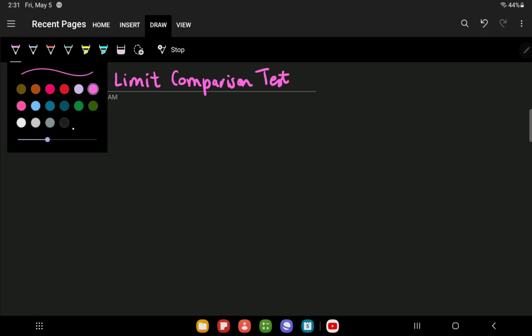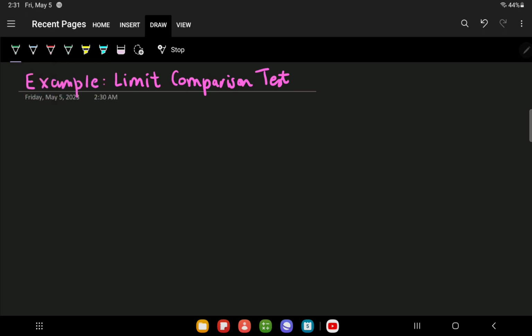For example, we will do a limit comparison test example. All right. So suppose you have the example, the sum from n equals 2 to infinity of n squared over n to the fourth minus n minus 1.